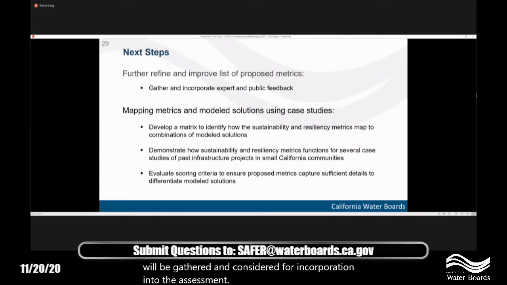Second, a number of case studies will be conducted in small communities in California. The aim of the case studies will be to develop matrices that map the sustainability and resiliency metrics to combinations of potential treatment solutions. This process will be necessary to ensure that the sustainability and resiliency framework yields results that are not only comparable across different potential treatment model solutions, but that they are also reproducible along systems that are in violation and at-risk systems.